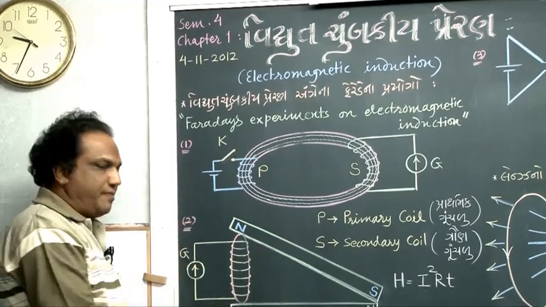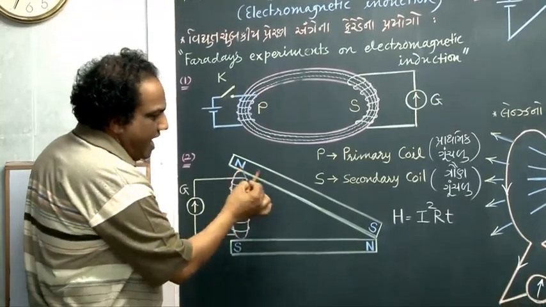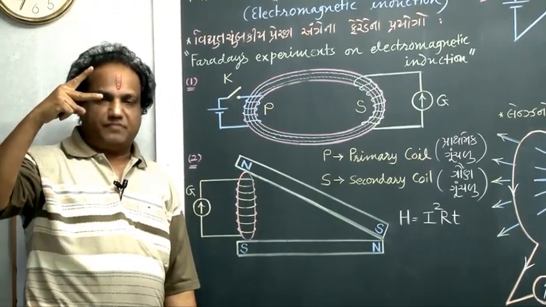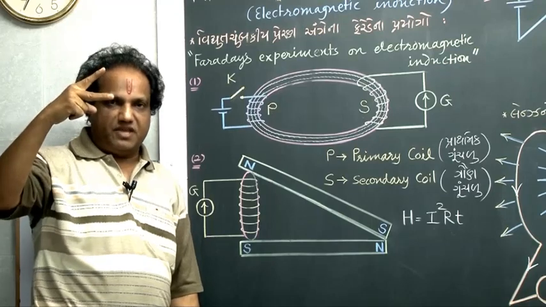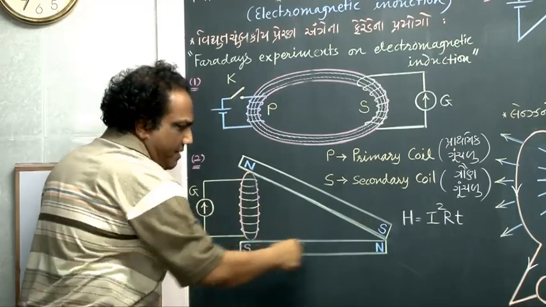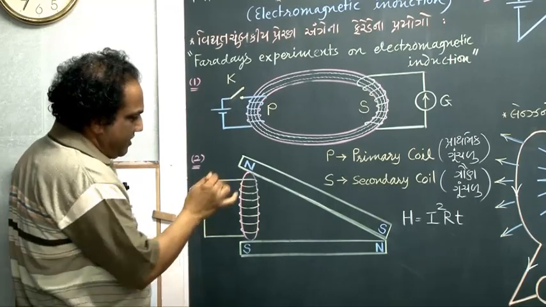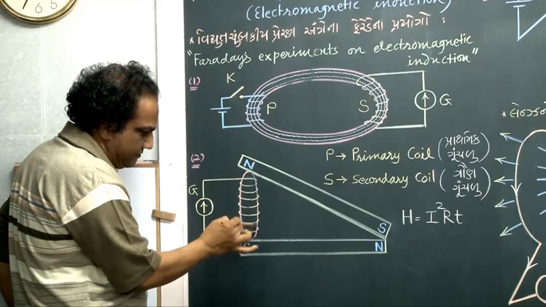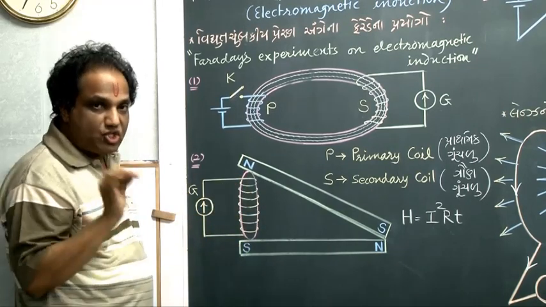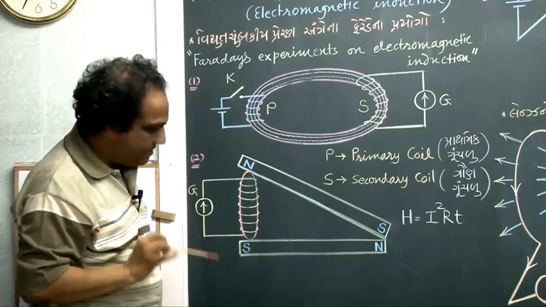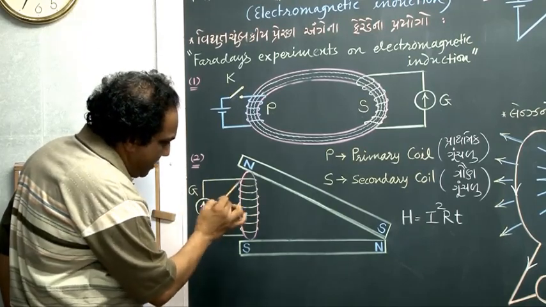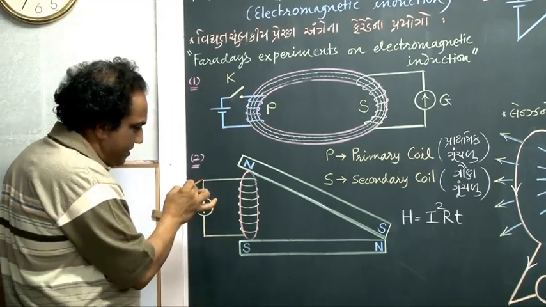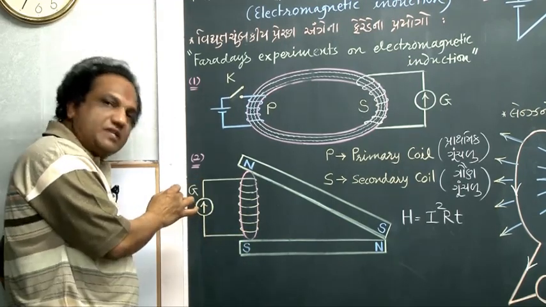Come on, in the second experiment you can see there are two bar magnets which are arranged in a V shape, the English alphabet V shape. These two bar magnets are arranged, and between these two ends you can see there is a cylindrical rod made up of again soft iron having high permeability, on which there is a winding of thin insulated copper wire across which a sensitive galvanometer is connected.